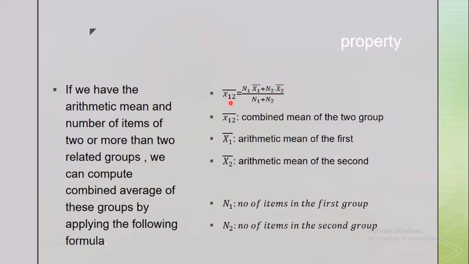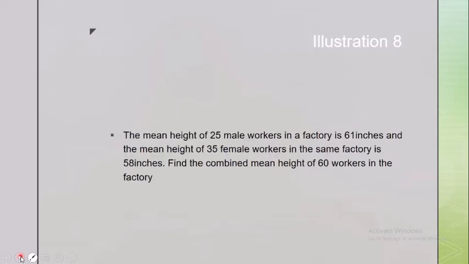Now this formula, when you have to find out the combined average, is denoted by x12 bar. What is x12 bar? N1 x1 bar plus N2 x2 bar, divided by N1 plus N2, where x12 bar is the combined mean of two groups, x1 bar is the arithmetic mean of the first, x2 bar is the arithmetic mean of the second, N1 is the number of items in the first group and N2 is the number of items in the second group. Now that was the formula.